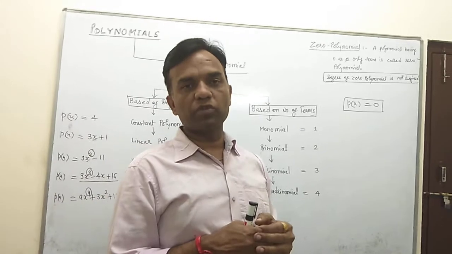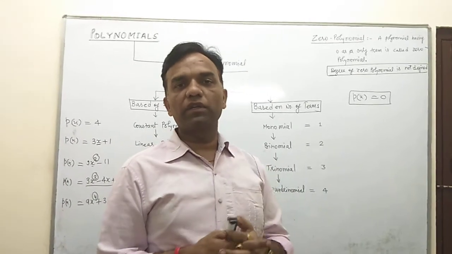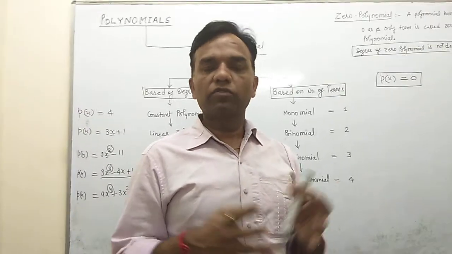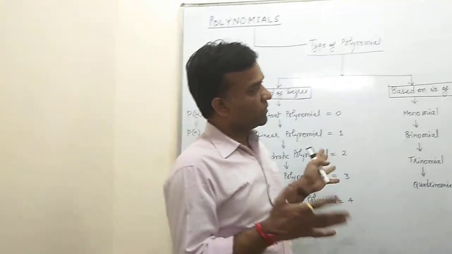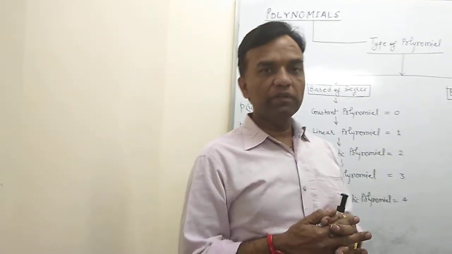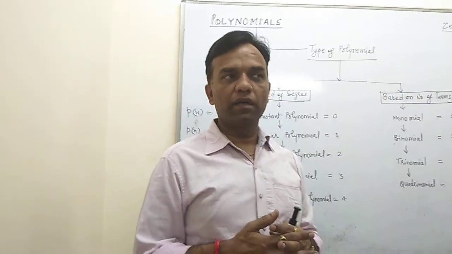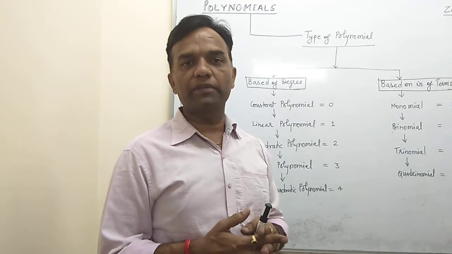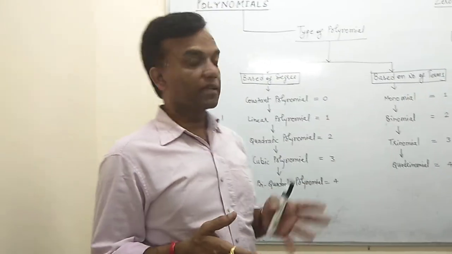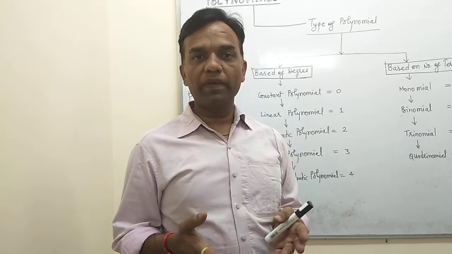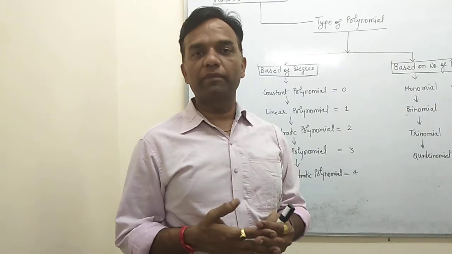Maybe in an MCQ they ask a question like write down the degree of the zero polynomial, so you write: degree of the zero polynomial is not defined. Okay, so all types are described here, and now further their operations. In the next video I will explain the operations related to polynomials. So first you learn these things, write them down in your copy, and then understand the concept of polynomial. Thank you.